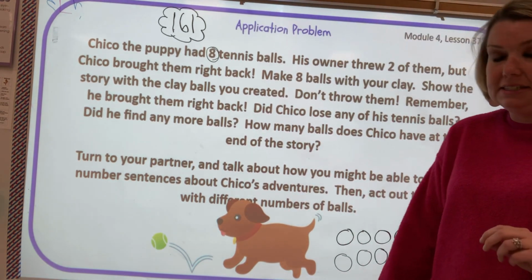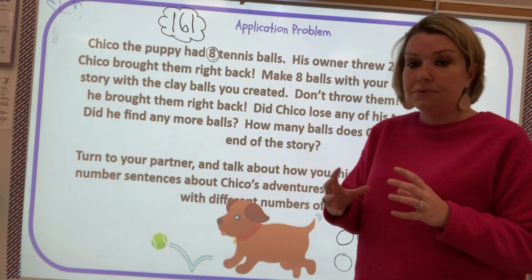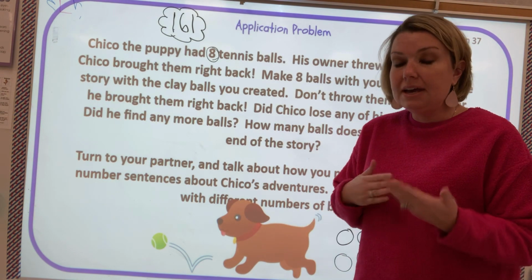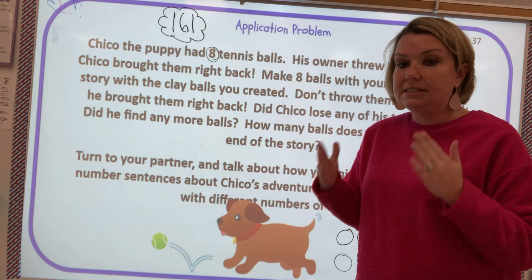That's what our math lesson is going to be about today. We're going to talk about how we can take the number 0 and add it to a number and subtract it from a number and still have the same number.